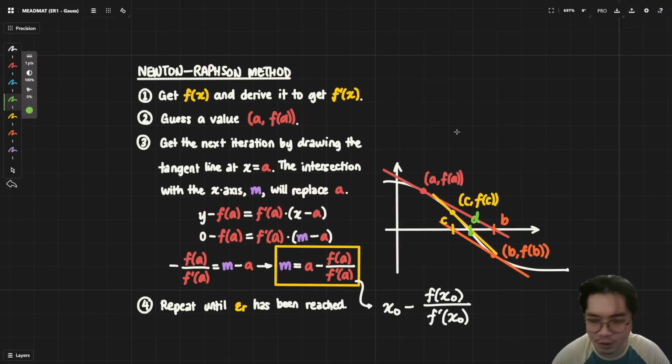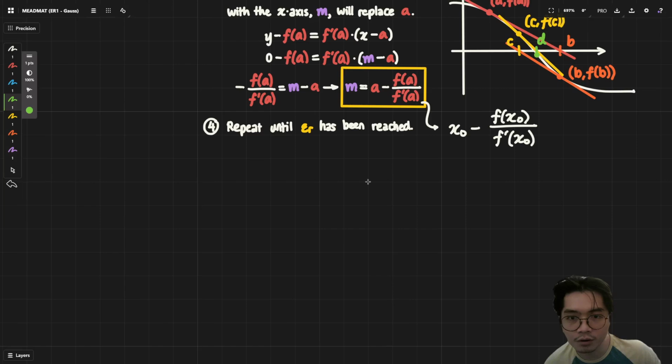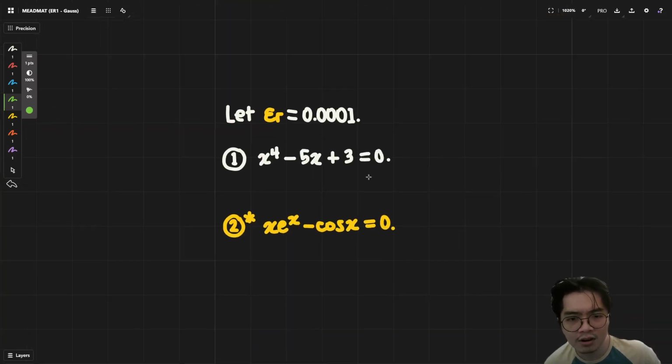You have probably heard of the NRM, the Newton-Raphson method, before, right? If this is your first time in MEADMAT, you probably have heard of it somewhere before. And if this is your second time, well, this is probably the only thing you remember about MEADMAT, right? Well, now what we will do is we will get the roots of these equations here using the NRM, and our expectation is that these will be very fast to converge, right?